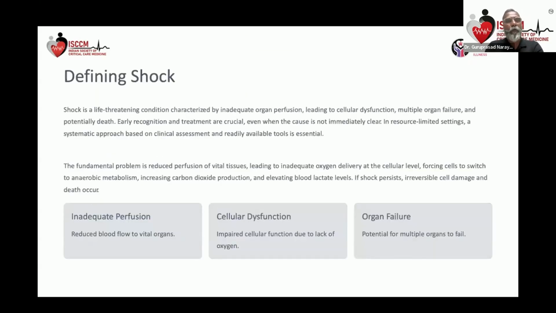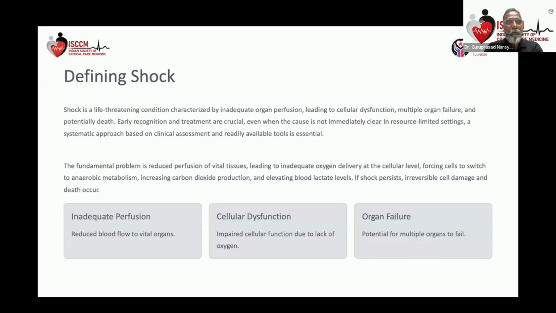As all of you know, shock is one of the commonest presentations in our ICUs or in our casualties. It is a life-threatening condition characterized by inadequate organ perfusion, which leads to cellular dysfunction, multi-organ failure and potentially death. Early recognition and treatment are very crucial, and even when the cause is not immediately clear, you have to be ready for it. In resource limited settings, a systematic approach based on clinical assessment and readily available tools is essential.